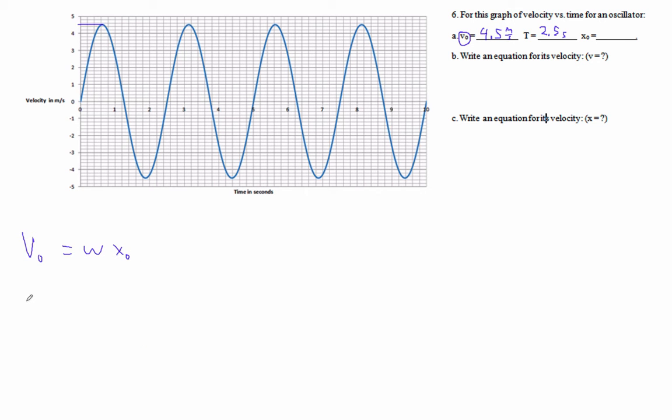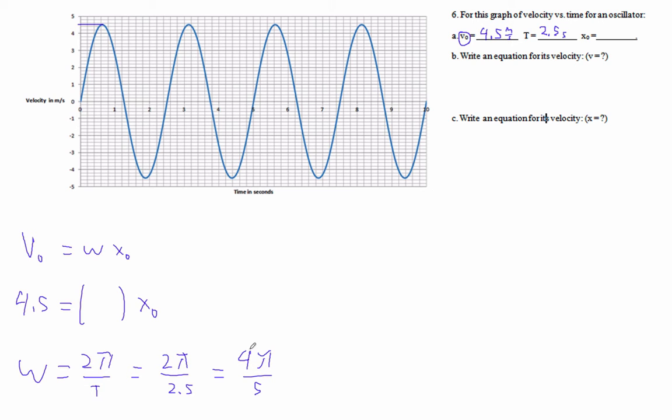Okay, so this is 4.5. And then we got to figure out what omega is times x naught, right? So omega is 2 pi over T. T is 2.5, so that's 2 pi over 2.5, which is 4 pi over 5. Did I get that right? I think I did, yeah. So that'll be our omega, right? So I'm going to put that in here, 4 pi over 5, okay?